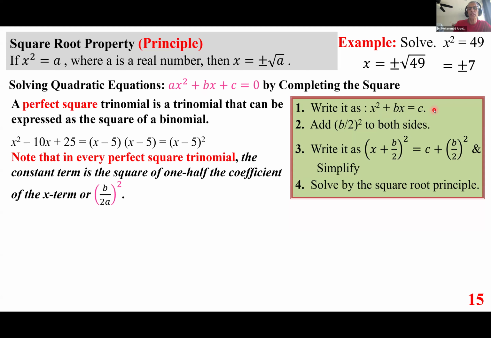If it's x squared plus bx plus c, we add half of this quantity squared, (b over 2) quantity squared. We get this one. Simplify and solve by the square root property.